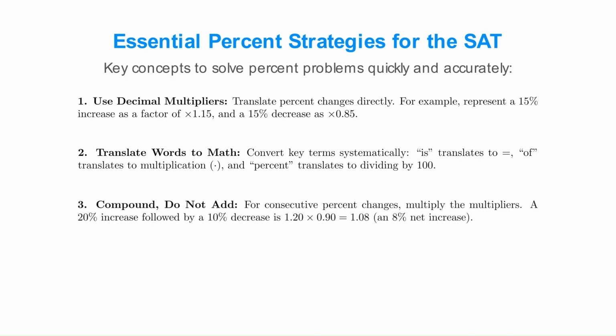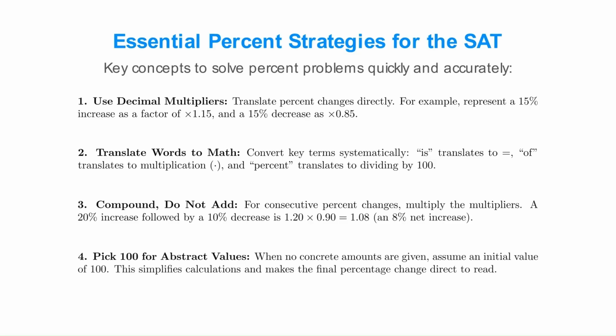Third, remember to compound consecutive percent changes rather than adding them together. If an item increases in value by 20% and then decreases by 10%, the net change is not a simple 10% increase. Instead, multiply the corresponding multipliers. Finally, when dealing with abstract problems that do not specify a starting value, choose 100 as your initial amount. Working with 100 makes calculating subsequent percentage changes straightforward, as any final value translates directly back into a percentage. This simple technique can significantly simplify complex algebraic relationships.